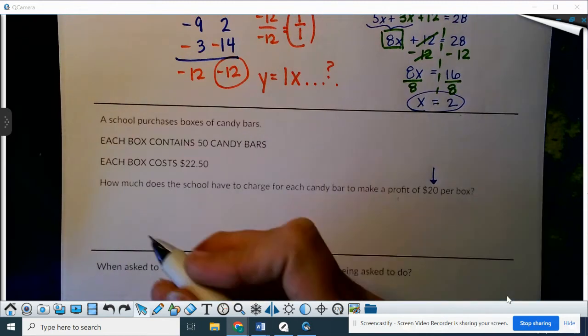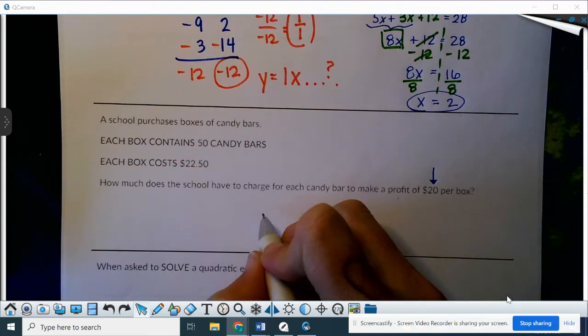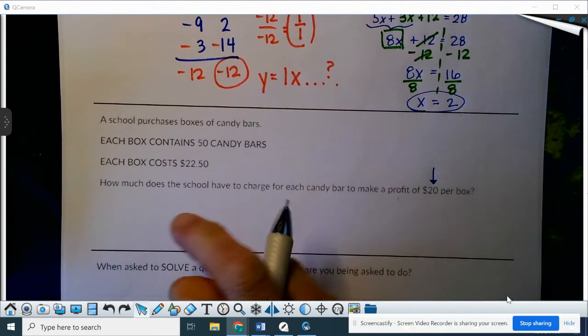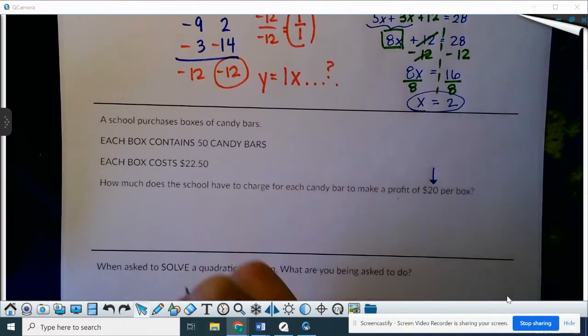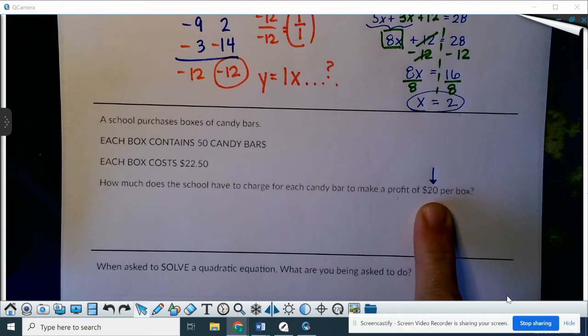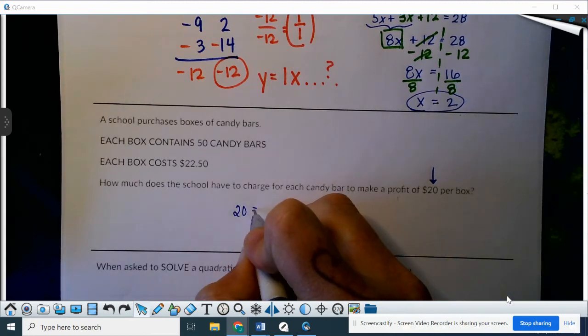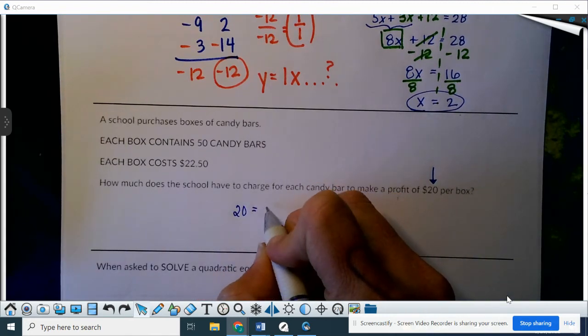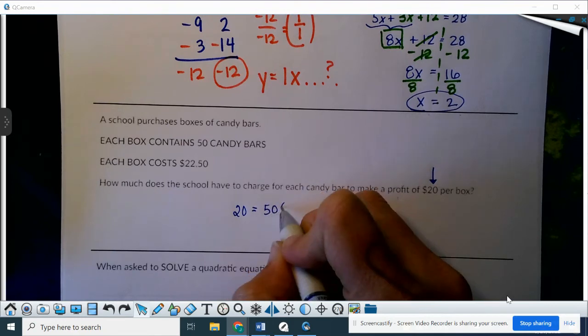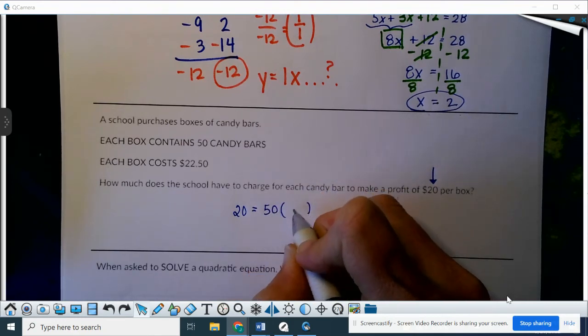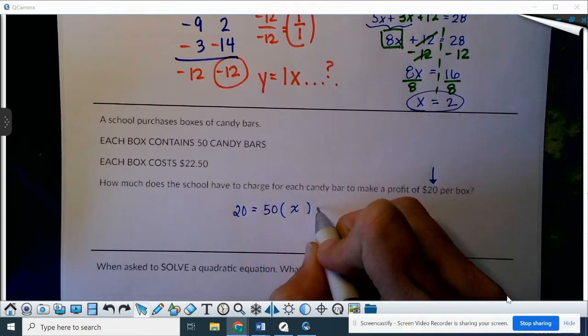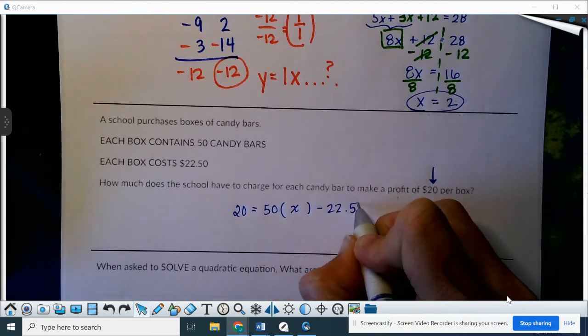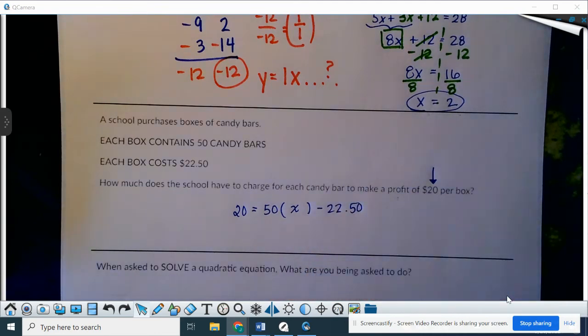So I know I have 50 candy bars, so I'm going to charge something for 50 candy bars, and each box costs $22.50. And when I walk away, I need to have $20 left over. So I need to have 20 when I'm done. I have 50 candy bars, some amount x that I'm going to charge for those candy bars, minus $22.50, because that's what I have to pay to buy the box. So this is the equation form of this.